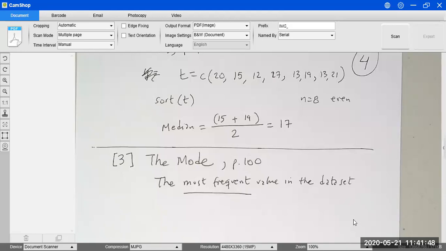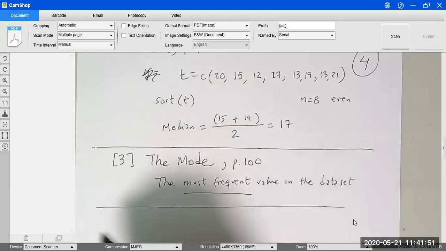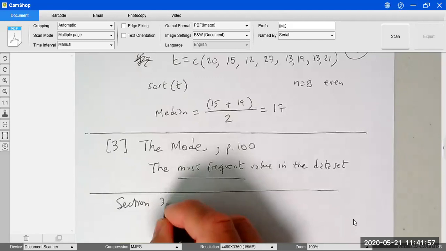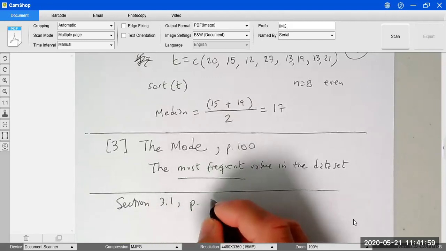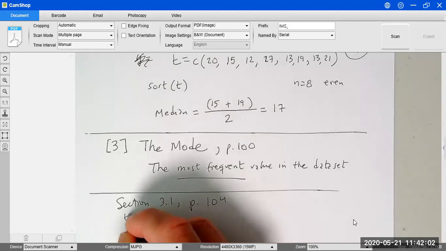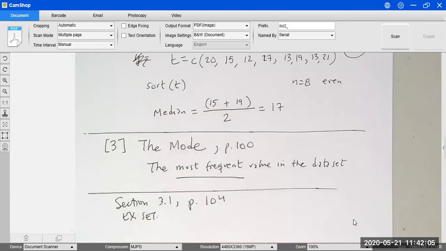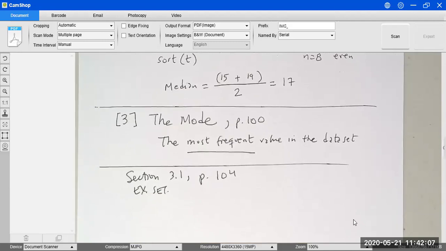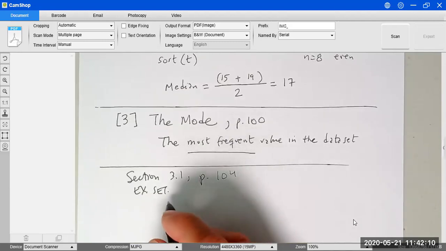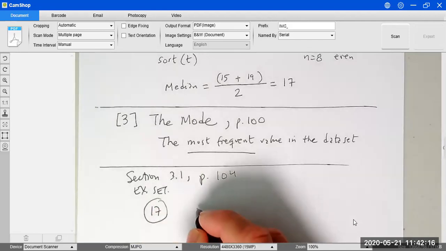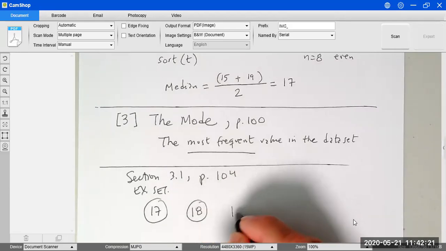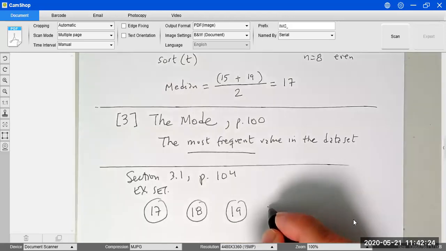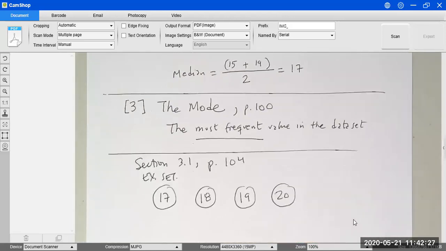Now you're going to work on problems in section 3.1, on page 104. There is an exercise set there, and I want you to work on 4 problems, and you're going to send me your answers through the classwork assignment on Canvas. You're going to work problems 17, 18, 19, and 20. So 4 problems that you're going to work.